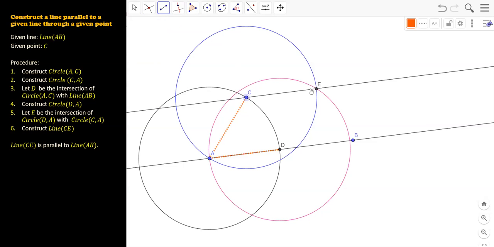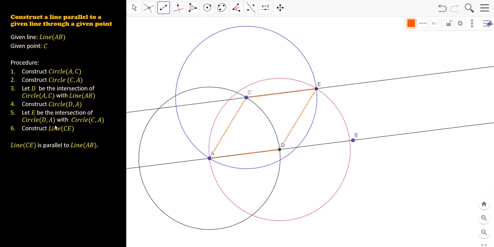So CE, that's a radius of the blue circle. DE, that is a radius of the pink circle. All right, cool. So this little orange quadrilateral here is a rhombus, right? All 4 sides are the same length. All 4 are radii of the circle.